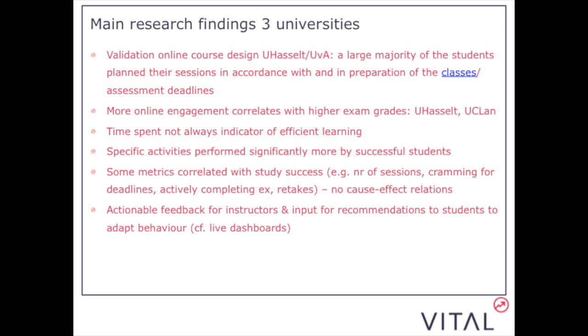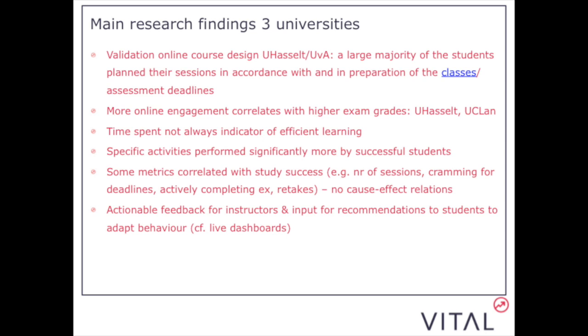So we could identify specific activities that were performed significantly more by successful students, and some of the metrics, of which I showed some, correlated with study success, such as the number of sessions. Negatively correlated was cramming for deadlines for the UVA course. If you see that students are really preparing just one day or even the evening before the deadline, that correlates negatively with study success.